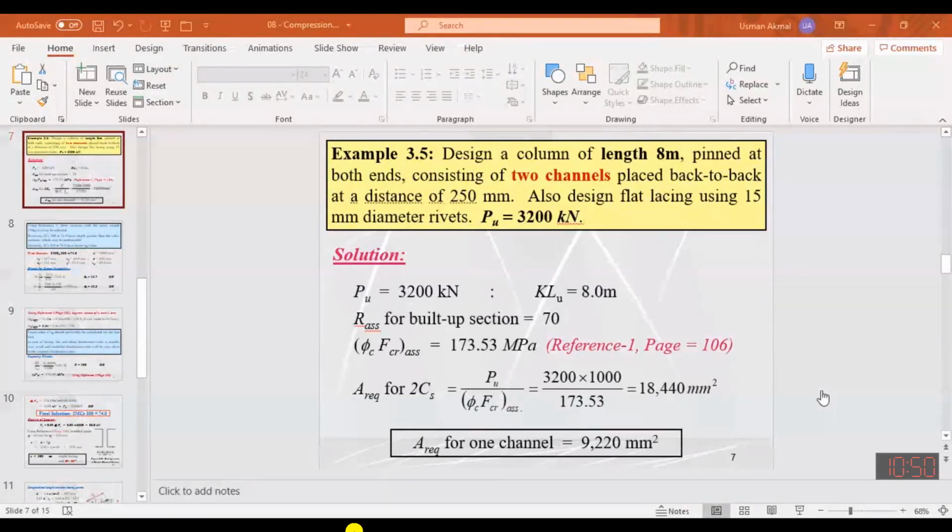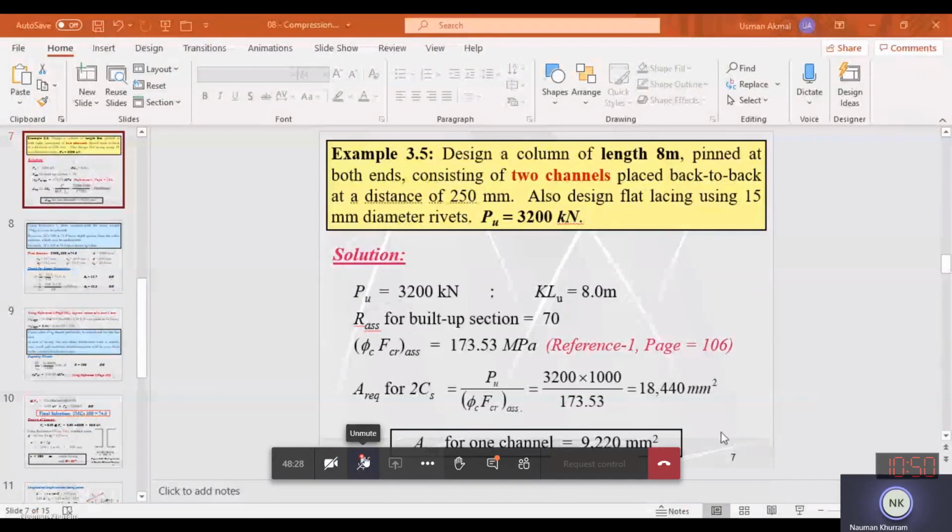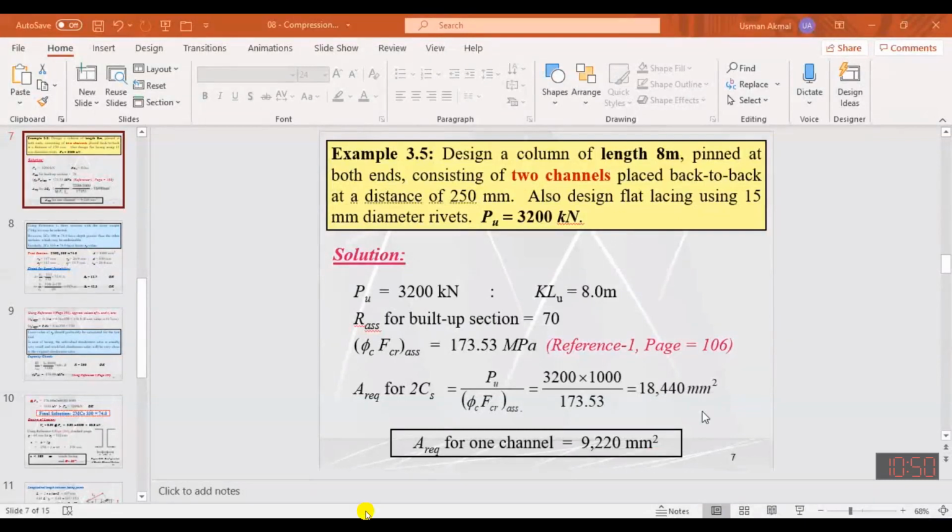Okay, Hamza Niaz, are you there? What is the allowable slenderness ratio for single lacing? 140. Okay, fine.